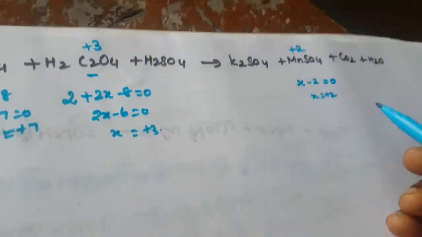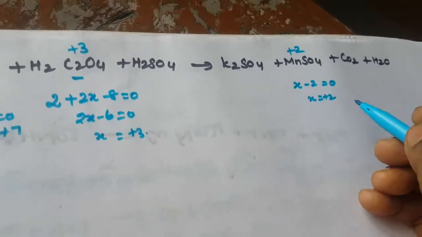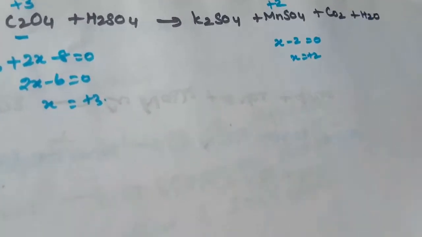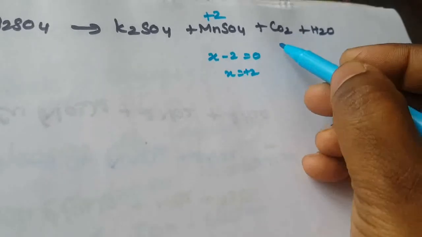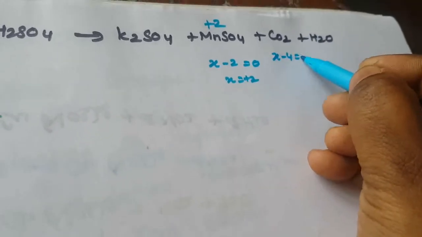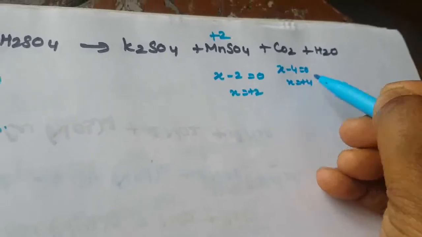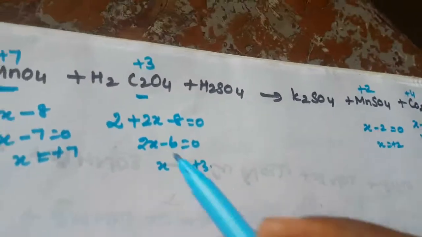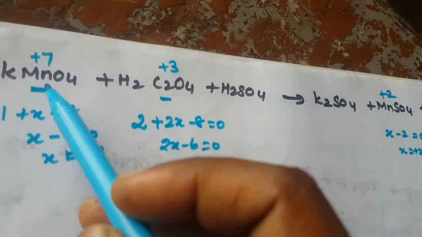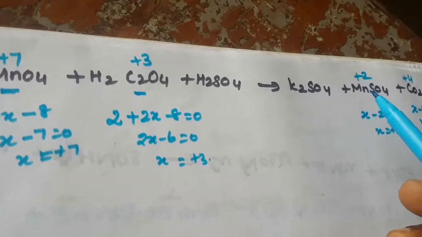So here, what is the oxidation number of this carbon dioxide? So oxygen is minus 2, minus 4. X minus 4 equal to 0, X is equal to plus 4, right? Here that is plus 4. Okay, so next we are going to see the, so here Mn plus 7. So it will reduce to Mn2 plus.